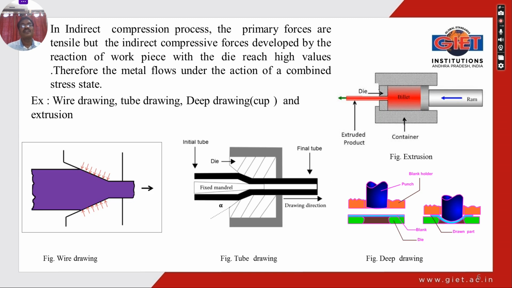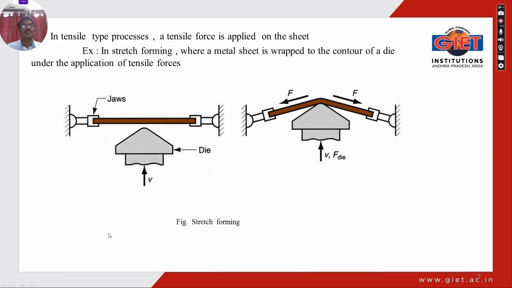In the indirect compression type of process, the primary forces are tensile, and indirect compressive forces are developed by the reaction of the workpiece with a die, which are of high values. Therefore the metal flows in a combined state. Examples are wire drawing, tube drawing, deep drawing, and also extrusion.